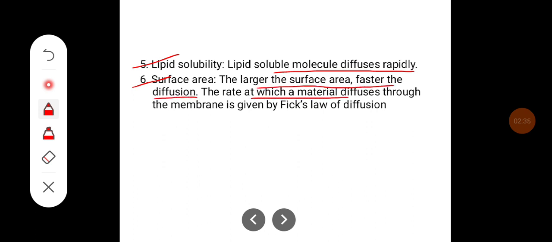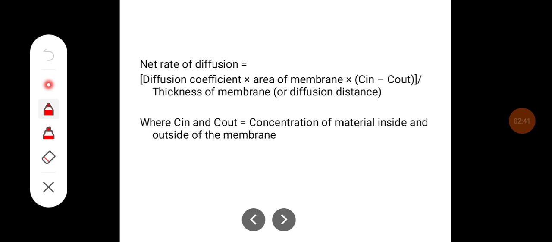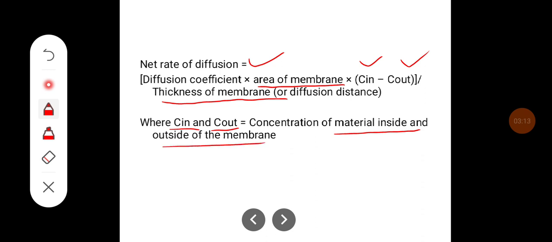The rate at which material diffuses through the membrane is given by Fick's law of diffusion, which says that the net rate of diffusion is directly proportional to the area of the cell membrane and the difference in concentration of that substance inside and outside, divided by the thickness of the cell membrane. Here, C in and C out are the concentrations of the material inside and outside the cell membrane.